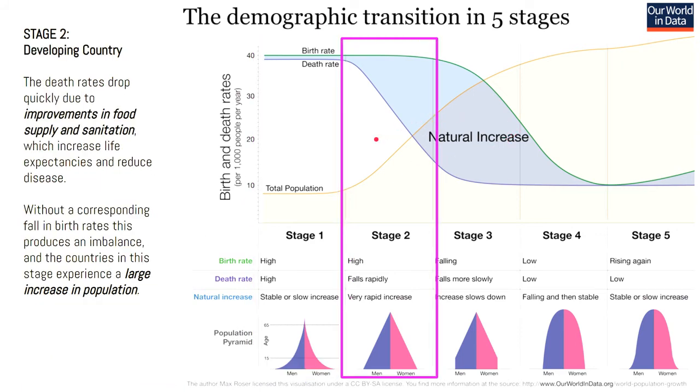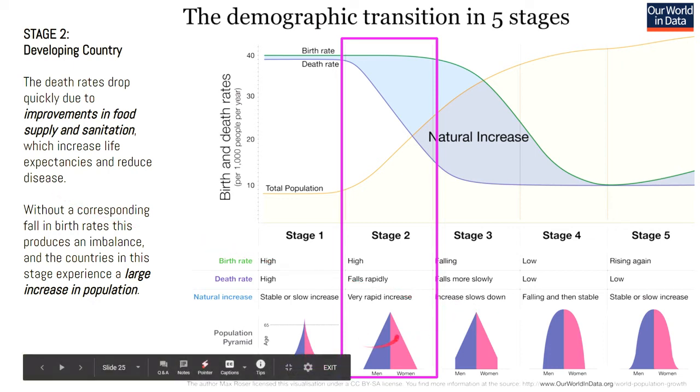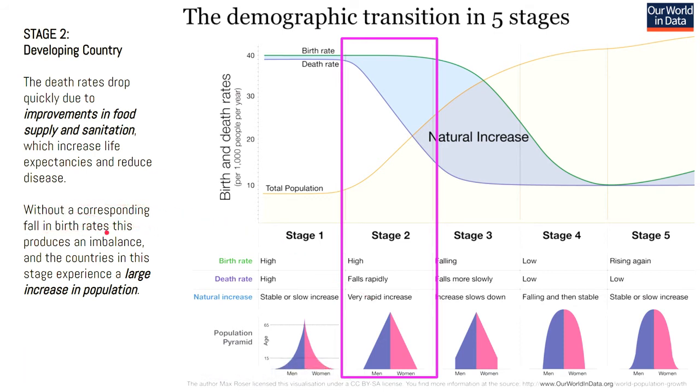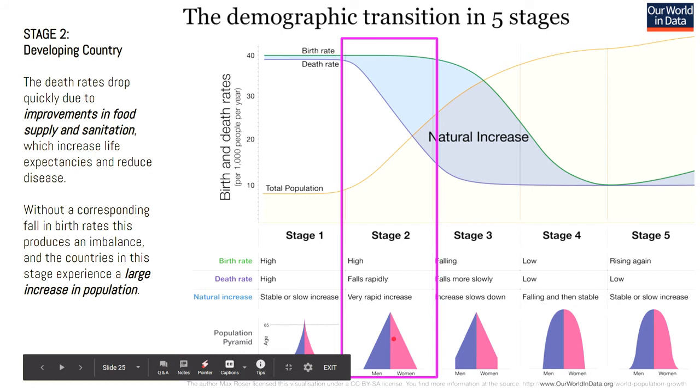Stage 2 of demographic transition is for those developing countries. So that's us, that's the Philippines. The death rates tend to drop quickly due to improvements in food supply and sanitation, thanks to advancement in technology. Because of food supply, sanitation, medicine, and industrial development, life expectancies increase and disease is reduced in that country. And so we tend to have more survivors into adulthood who reach old age. Without a corresponding fall in birth rates, this produces an imbalance, and the countries in this stage experience a large increase in population. So this is what probably could have happened to us in the past, around the 1990s, 2000s.